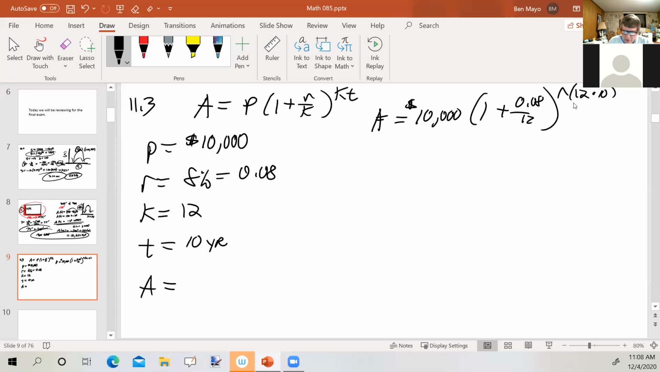All right. Now, if you take 0.08 divided by 12, you get a repeating decimal. So you'd have to round off, and we don't want to do that. So I'm going to leave the inside of the parentheses as it is. However, I can take 12 times 10 and make my outside exponent 120. So now on my calculator, I'm going to put in 10,000 times, so parentheses, 1 plus 0.08 divided by 12, close up the parentheses, raised to the, so the little caret, 120th power.